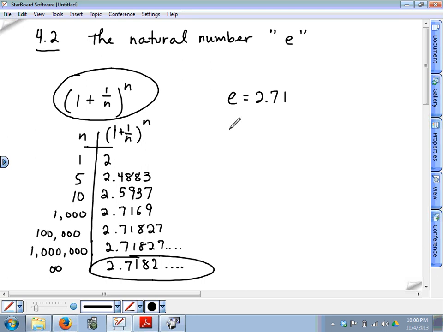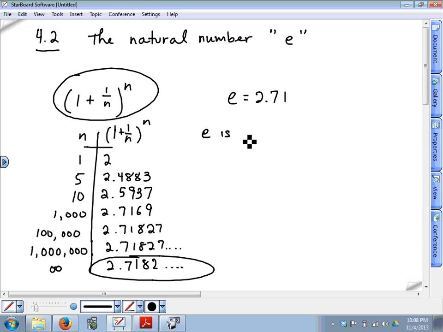Well, what's so special about it? Well, the reason it's called the natural number is this quantity right here, 1 plus 1 over n to the power of n, surprisingly enough, can be used to describe a lot of naturally occurring phenomena, like how money grows in a bank account, how populations grow in the wild, how bacteria grows. It's surprising and shocking how many things can be described using this quantity and this value 2.71.